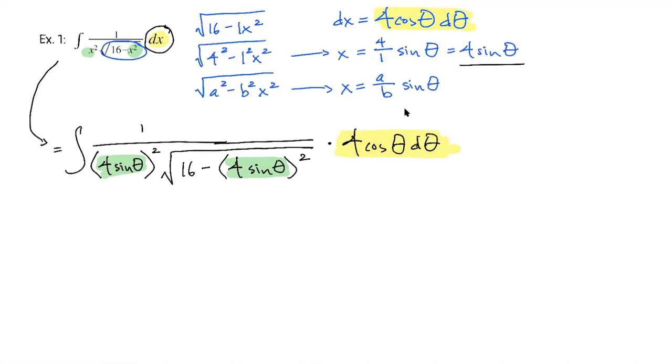All right. So what we're going to do then is start to simplify. Okay? So I've got the integral. And I'm going to go ahead and move this 4 cosine theta to my numerator, because 4 cosine theta is the same as 4 cosine theta over 1. And so I can move that to the top of the fraction.